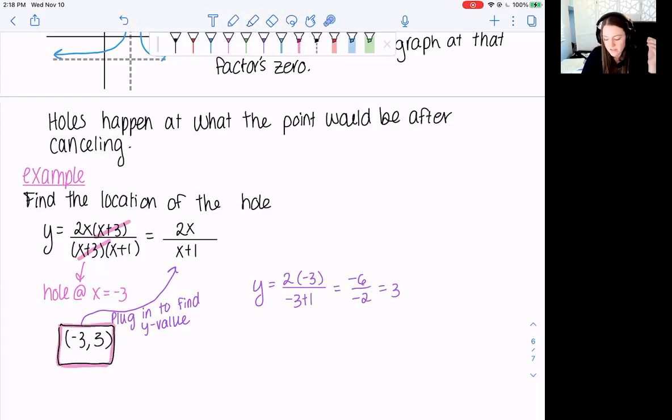So you get your x value by looking at what factor canceled and finding that 0. So it's -3 because that was what canceled. And then to find this y value, you plug in the x value to the canceled form. And just like that, it's over. You have found the hole in the graph.